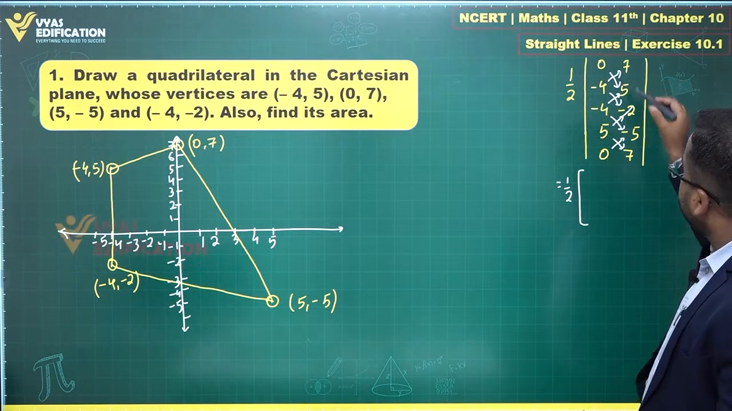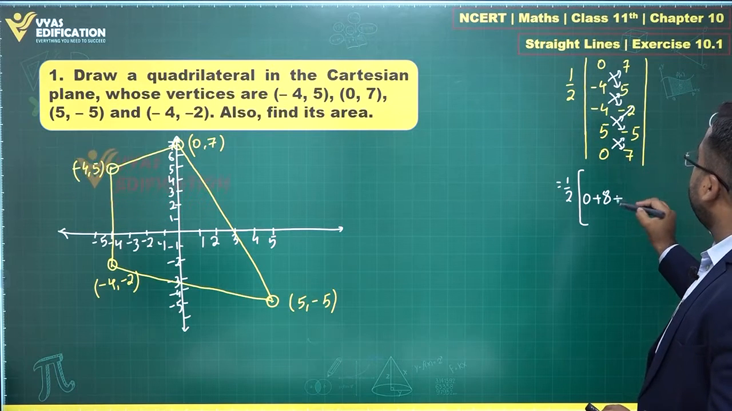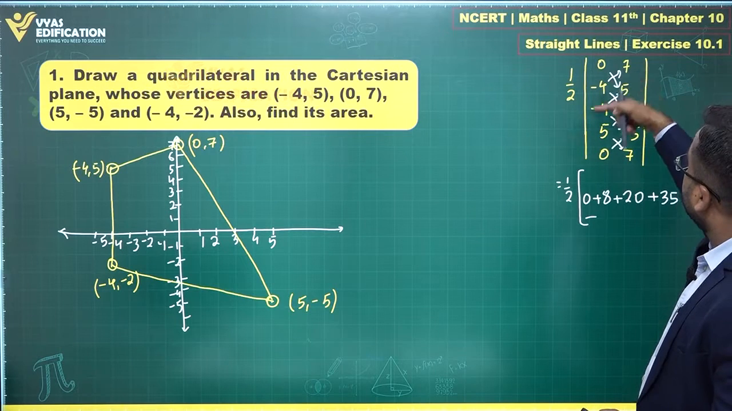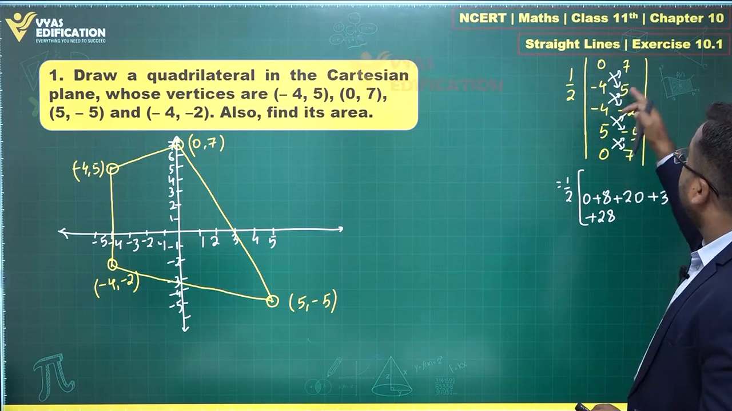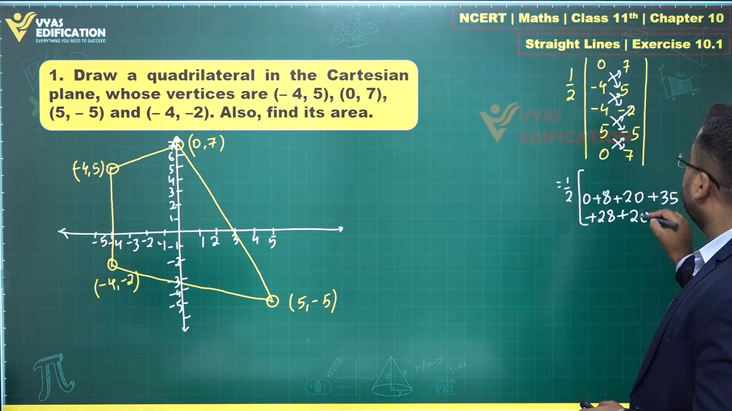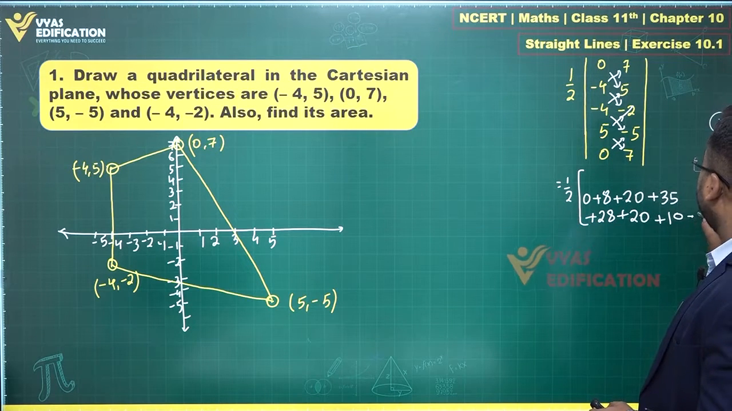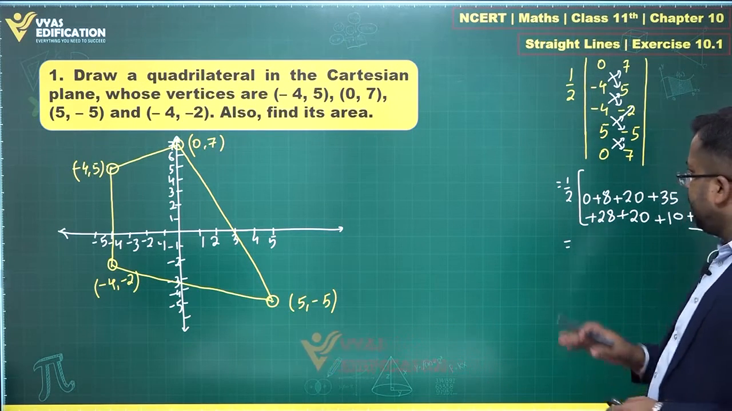So what you'll have is 0 plus 8 plus 20 plus 35. Minus 28 will become plus 28, minus 20 will become plus 20, minus 10 will become plus 10. This is what you'll have, and minus 0 will become plus 0. This is what you'll have. Okay, the area will come out to be this particular value.